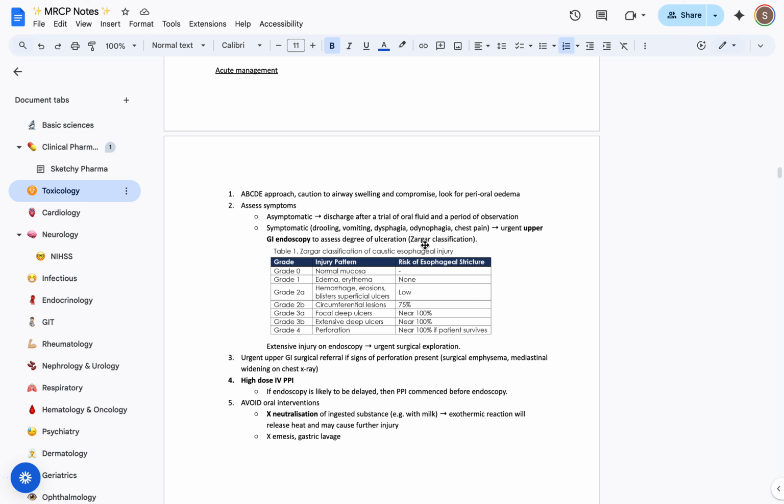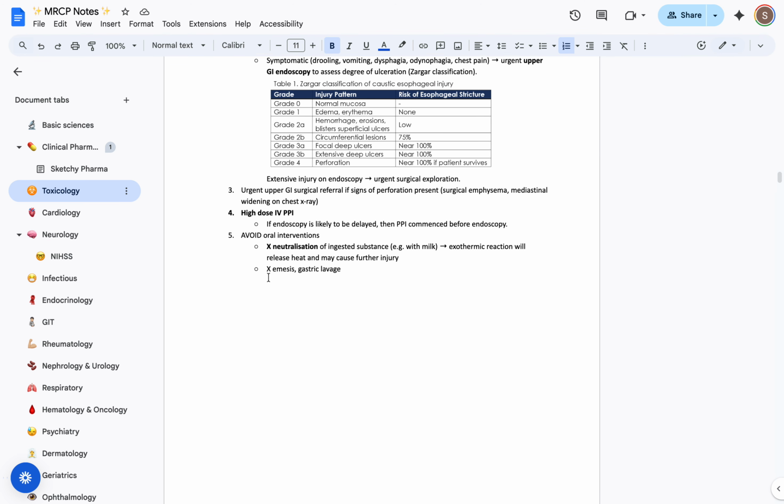If there's extensive injury on the endoscopy, you do surgical exploration. Or if there are any signs of perforation, like surgical emphysema or mediastinal widening on chest x-ray, you also do an urgent surgical referral. High-dose IV proton pump inhibitors can be started if endoscopy is likely to be delayed. And then you avoid any oral intervention. So you avoid giving them anything in the mouth. You don't neutralize because that will cause an exothermic reaction and will worsen the injury. You don't induce vomiting or gastric lavage.